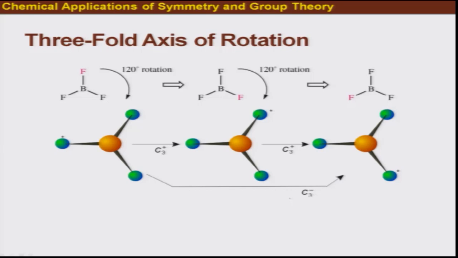Now, let us come to the three-fold axis of rotation, which we have already looked at in terms of ammonia. This is another example, which is boron trifluoride. Here you can see that one fluorine is marked by a different color than the other fluorines, so that you can actually distinguish them. Now, by 120 degree rotation, you get an indistinguishable structure, though you can still distinguish because you have colored one of them separately, but its chemistry is not going to change because BF3 is still BF3. You can give more rotation and change the positions of the fluorine atoms, but they remain indistinguishable, though because of the color you can distinguish them here, at least on pen and paper.